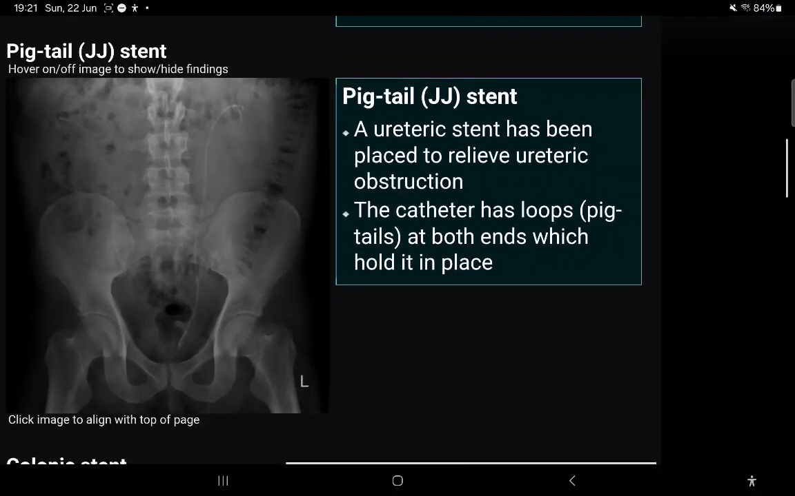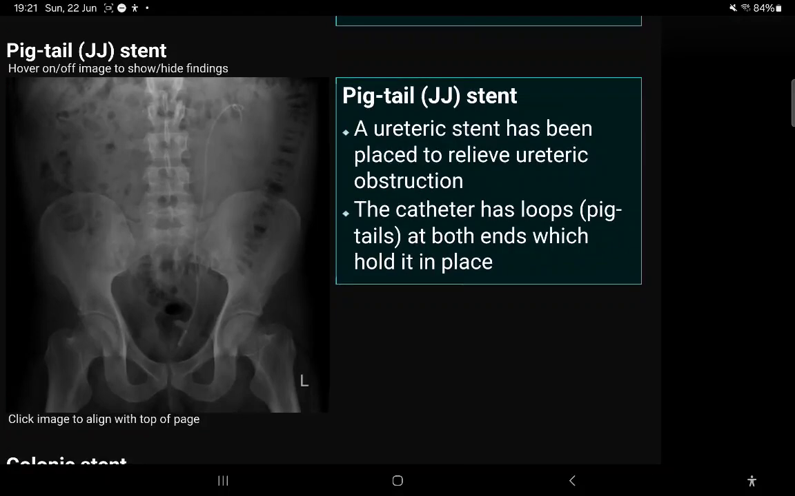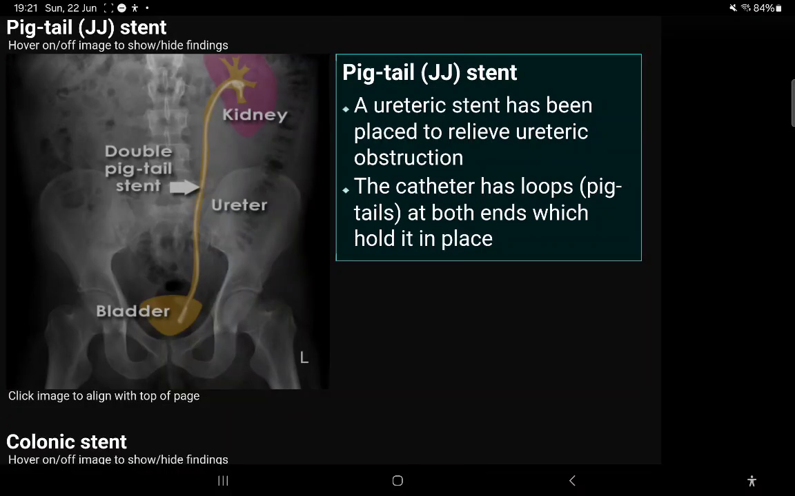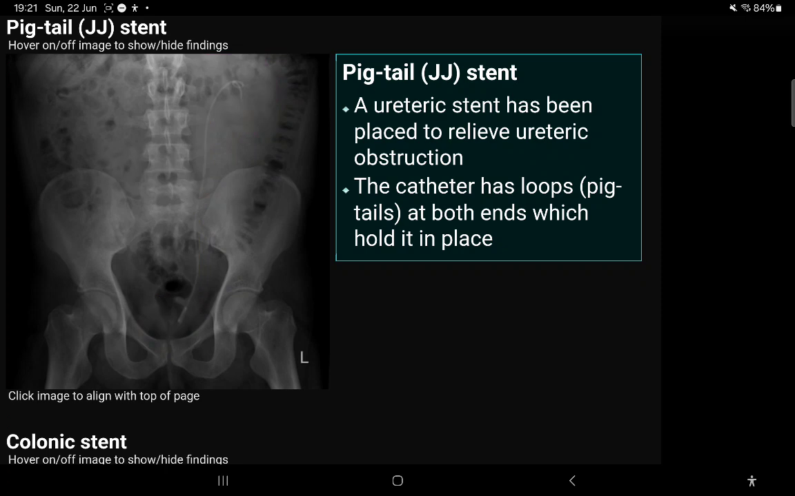The next, big tail double J stent, which is used in the kidney through the ureter to the bladder. This is a double big tail stent extending from the renal pelvis through the ureter and bladder. A ureteric stent has been placed to relieve ureteric obstruction. The catheter has lobes, big tails, at both ends which hold it in place. This is the double J stent.